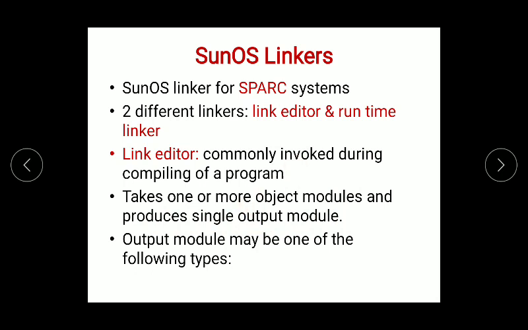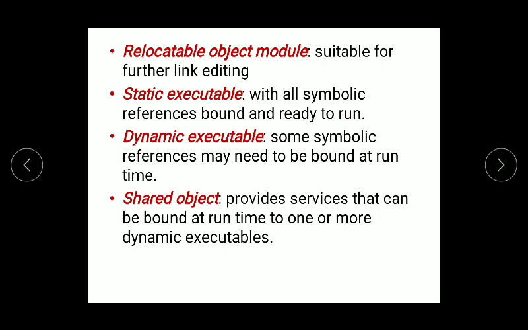As the name indicates, linker, it is a linking process. It takes one or more object modules and produces a single output module. The output module may be one of the following types. What are the different types of output module of the SunOS linker? It can be a relocatable object module, which is suitable for further link editing, or a static executable with all symbolic references bound and ready to run, or a dynamic executable where some symbolic references may need to be bound at runtime, or a shared object. It provides services that can be bound at runtime to one or more dynamic executables.